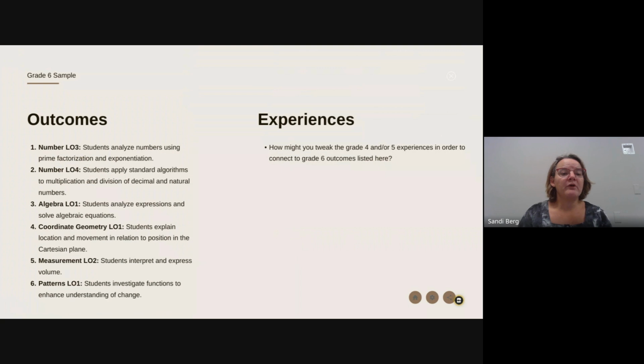Algebra, so expressions and solving algebraic equations. Students explain location and movement in relation to position on the Cartesian plane. Students interpret and express volume, and students investigate functions to enhance understanding of change. So how might you tweak those experiences to hit these outcomes?